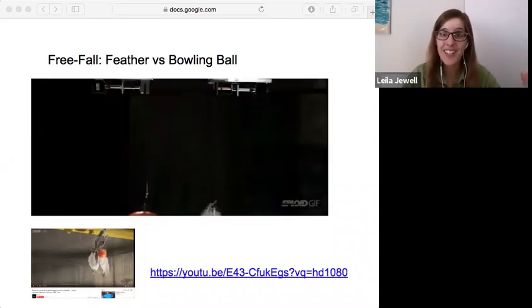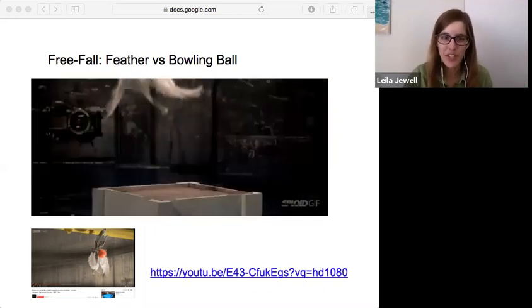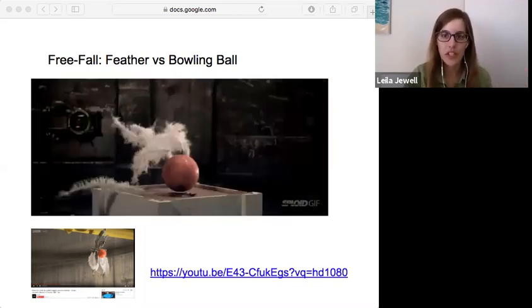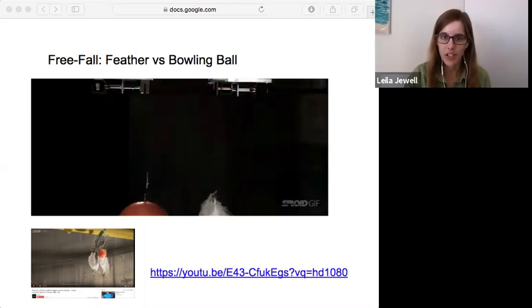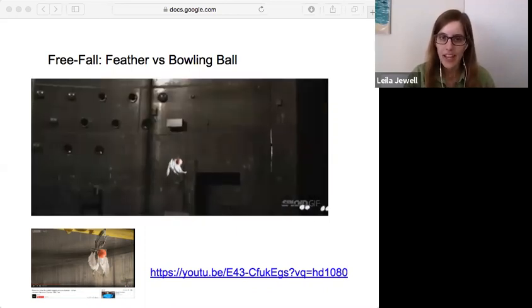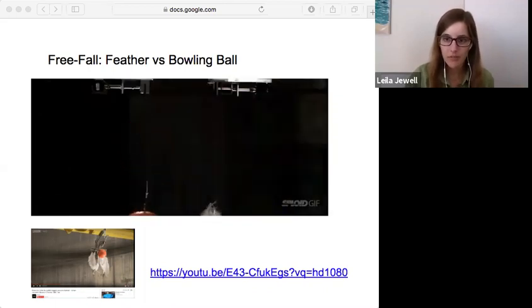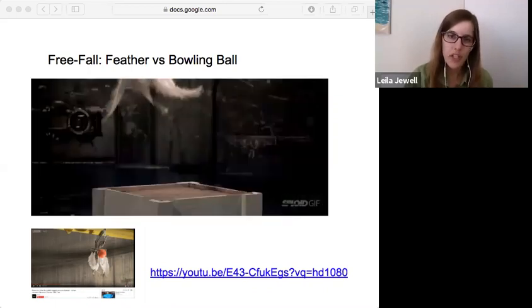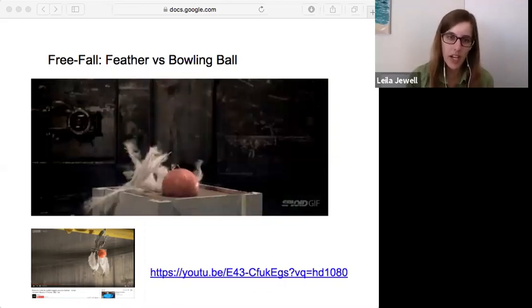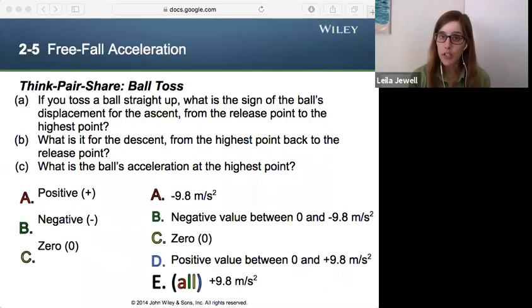This shows science works, right? In the absence of air resistance, all objects fall with the exact same acceleration. It's always going to be that negative g, or negative 9.8 meters per second squared. All right, with this in mind, let's take a look at a think pair share with a ball toss.